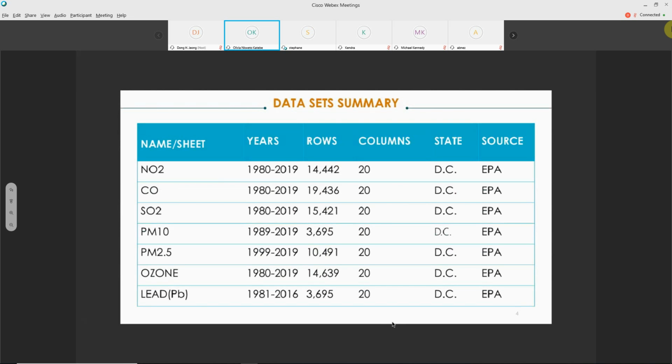So our data set began from the year 1980 to 2019. And so the data set was yearly, it was individual. So we had to merge each data set to make it into one data set from 1980 to 2019. As you can see on the data set summary, we have the 7 components, the years, and the number of rows and columns, and the state that we're focusing on as well.